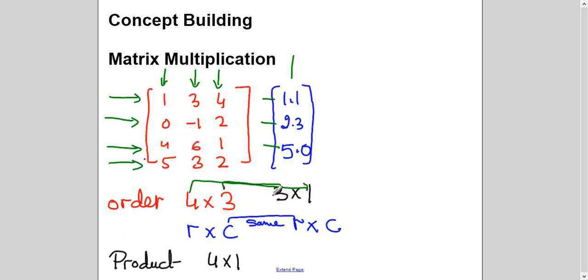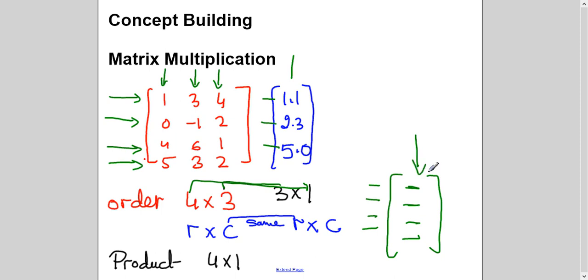What does this tell you? What will be the product matrix? If I multiply, which I'm not going to do right now, it will have 4 rows, right here, 1 number, 2 number, 3, 4, and 1 column. So this will be the product matrix.